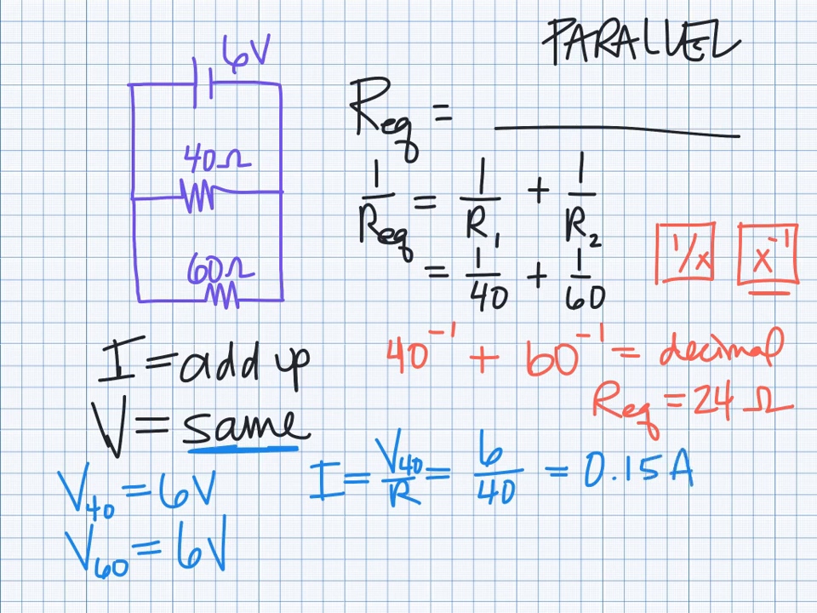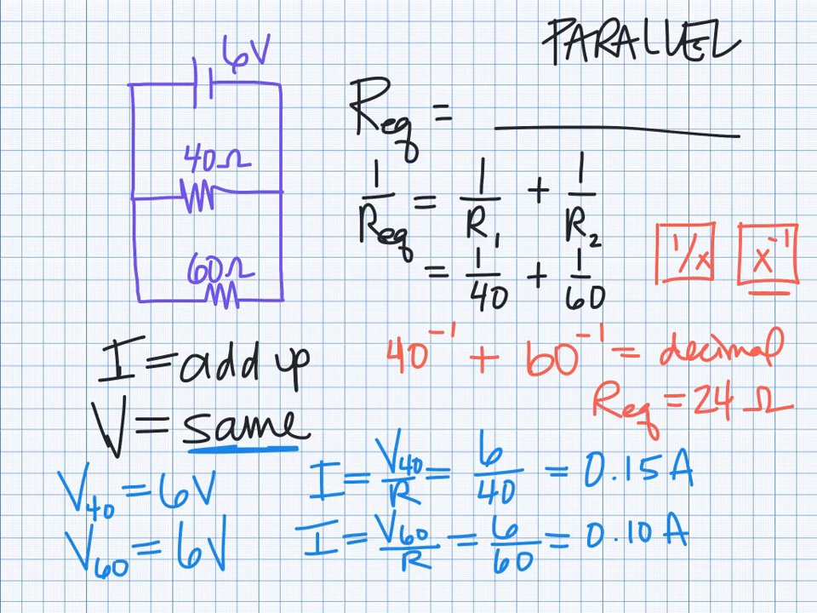And then if I would go ahead and do the other one, so find the current through the 60 ohm resistor, I'd want to make sure I use the voltage across the 60, but again, it's kind of nice because that's the same everywhere, so it's again going to be 6 divided by 60, and we get, in this case, 0.1 amps.